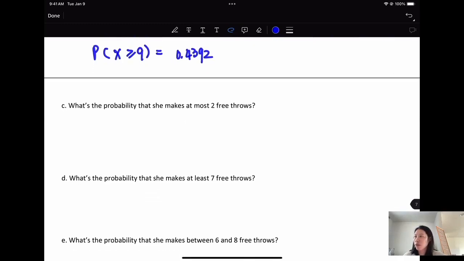Okay, next one, what's the probability that she makes at most 2 free throws? So at most, does that include 2? That's very important that you need to think about. If at most means including 2, then x should be less than or equal to 2.